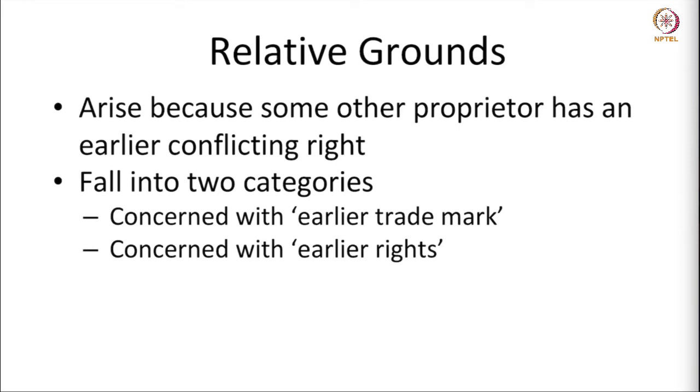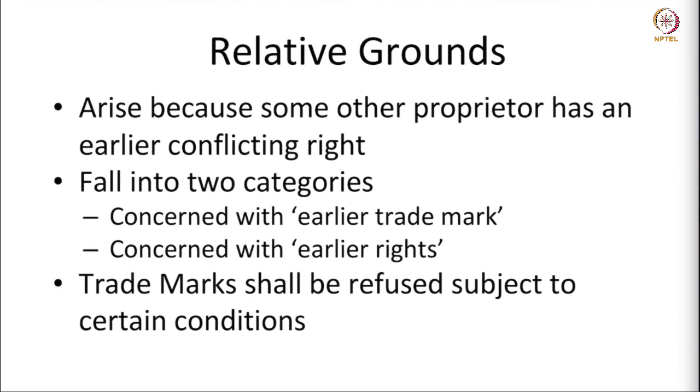Now this can fall into two categories. One, there is an earlier trademark in place, or there are earlier rights. A person has been using a particular mark, he has a right to use the mark, though there may not be an earlier mark registered itself. And the trademark shall be refused subject to certain conditions. So if there is going to be a rejection based on a relative ground, that will be subject to certain conditions.